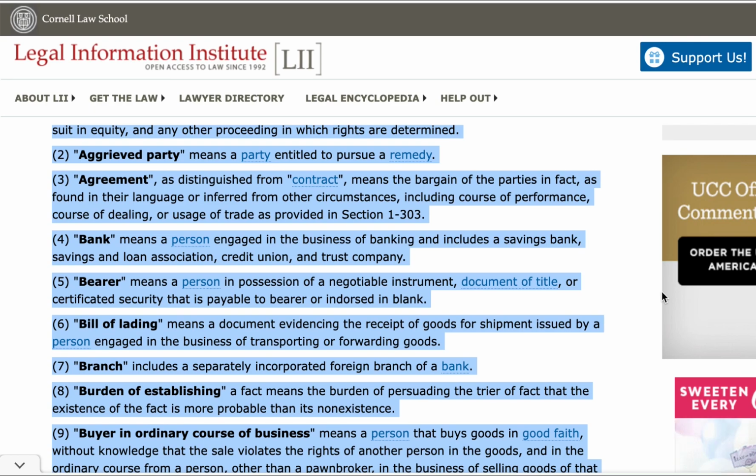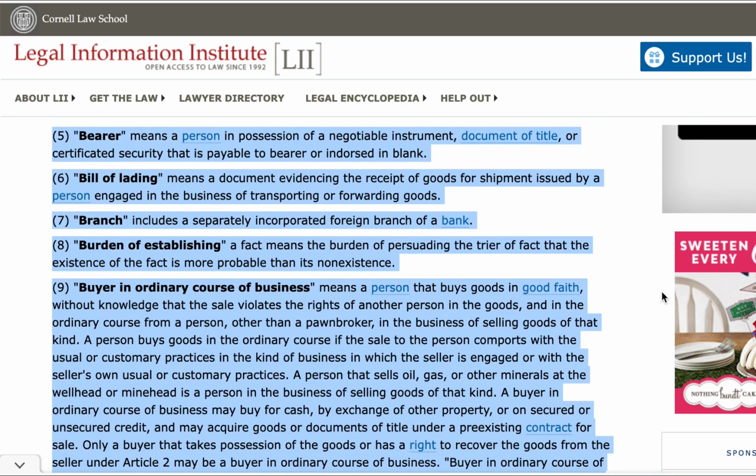5. Bearer means a person in possession of a negotiable instrument, document of title, or certificated security that is payable to bearer or endorsed in blank. 6. Bill of lading means a document evidencing the receipt of goods for shipment issued by a person engaged in the business of transporting or forwarding goods. 7. Branch includes a separately incorporated foreign branch of a bank. 8. Burden of establishing a fact means the burden of persuading the trier of fact that the existence of the fact is more probable than its non-existence.